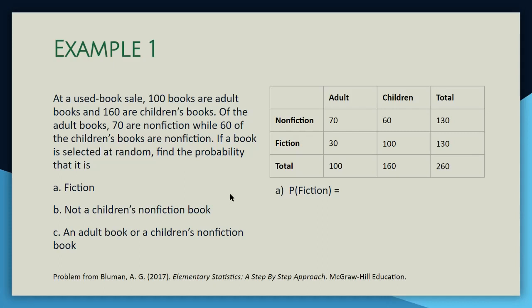So let's tackle that first question using this contingency table. I want the probability of selecting a fiction book at random. So I need the fiction total and the total. So 130 divided by 260, which is 0.5. We have a 50% chance of selecting a fiction book at random.